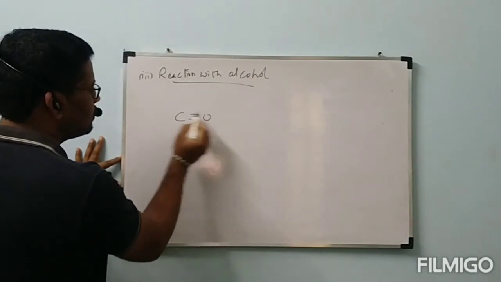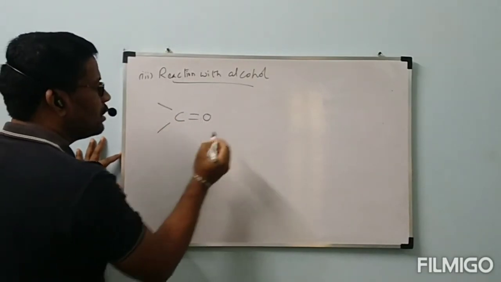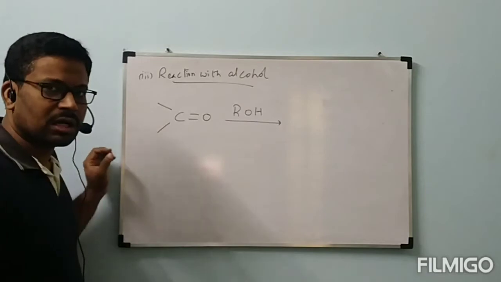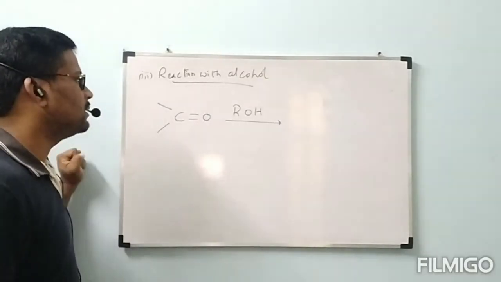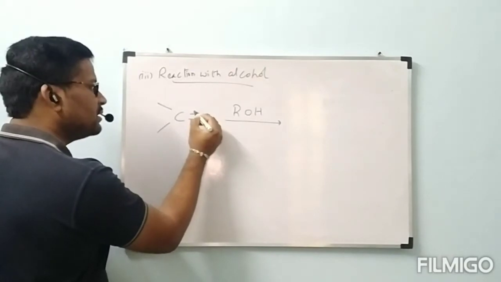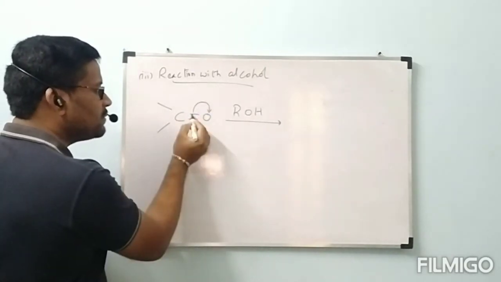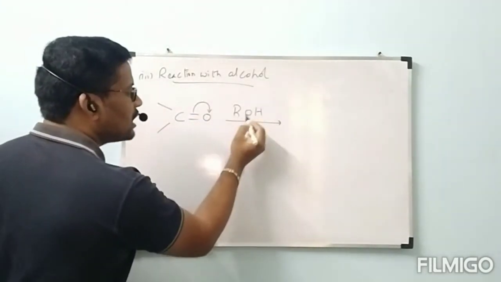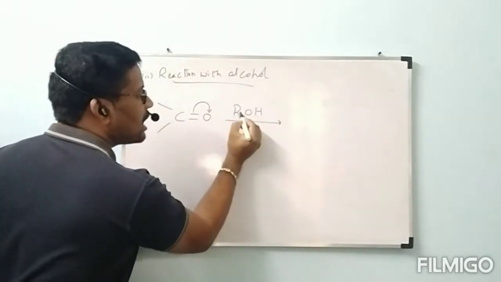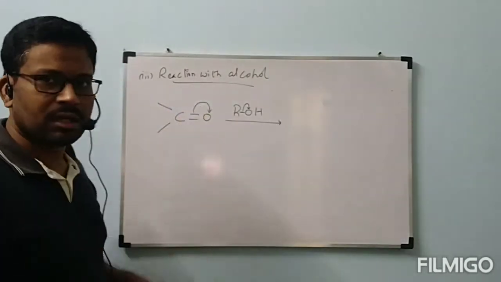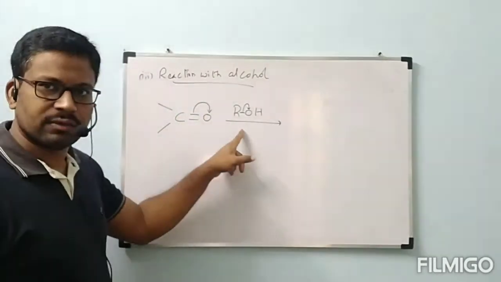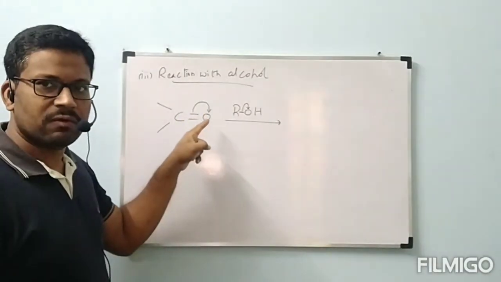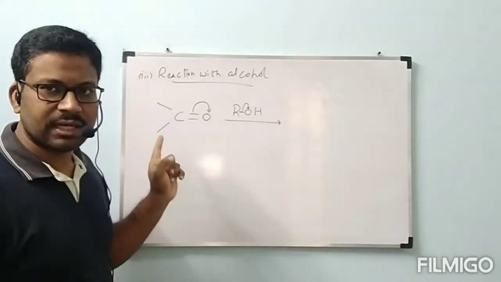C double bond O reacts with 1 mole of ROH, alcohol. Now what is going to happen? This C double bond O, again the same thing, the pi bond is shifted onto oxygen, giving O minus, and carbon gets a positive charge. Oxygen is getting negative charge, carbon is getting positive charge.